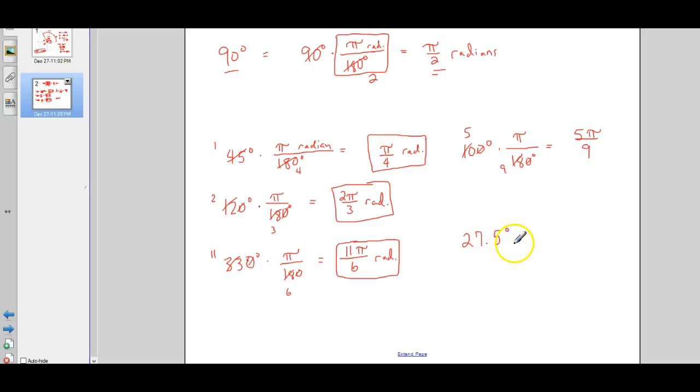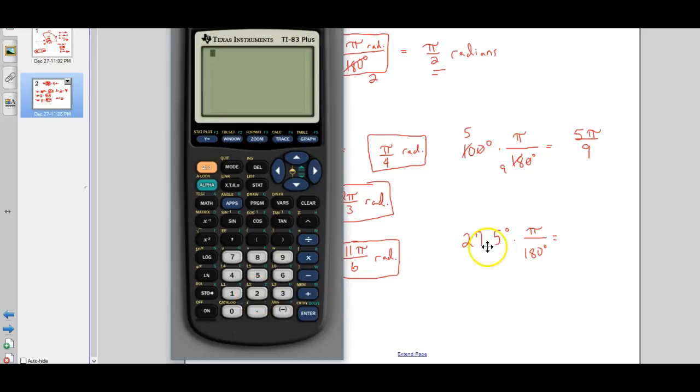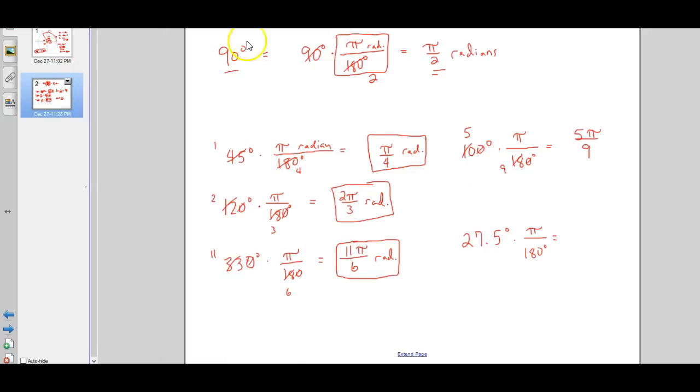And then 27 and a half, same thing, I multiply by pi over 180 degrees. And then I'm going to try to reduce this as much as I can. If I'm going to use a TI calculator, I'm going to ignore the pi, put the 27 and a half over 180, then use the math, convert to a fraction button. And there's 11 over 72. So I end up with 11 pi over 72.